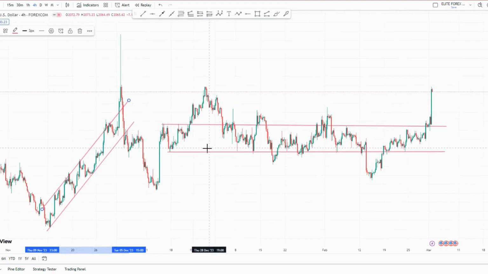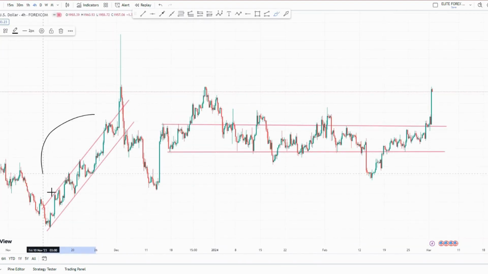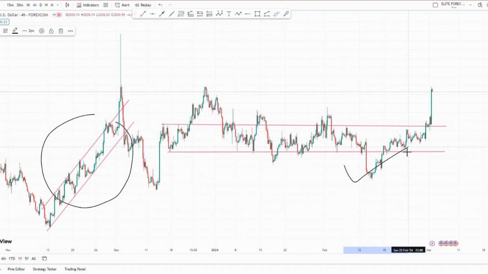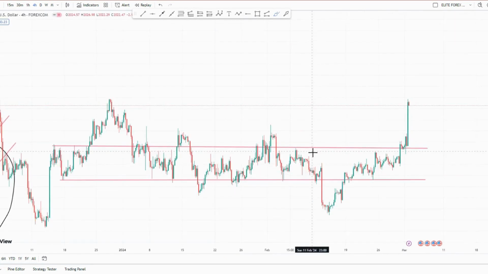So now we are not interested in this area. We are not interested in this area. We are interested in this side. This is the side we are interested in, because this is the last movement of the market. So we're not interested in this area. So now in this area, now you can see there are many touches here.